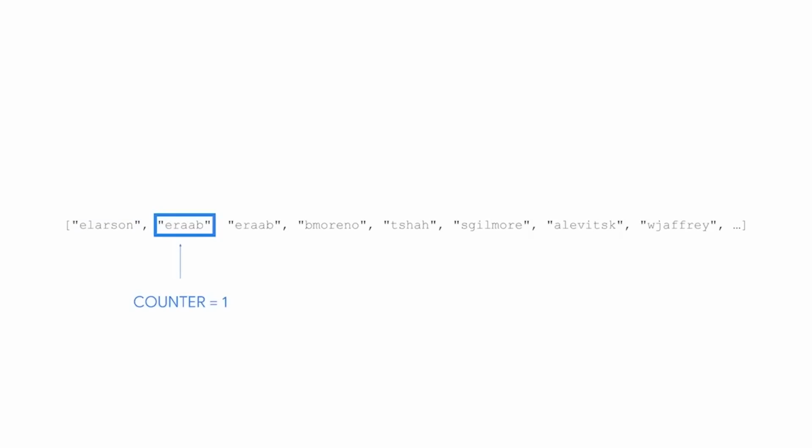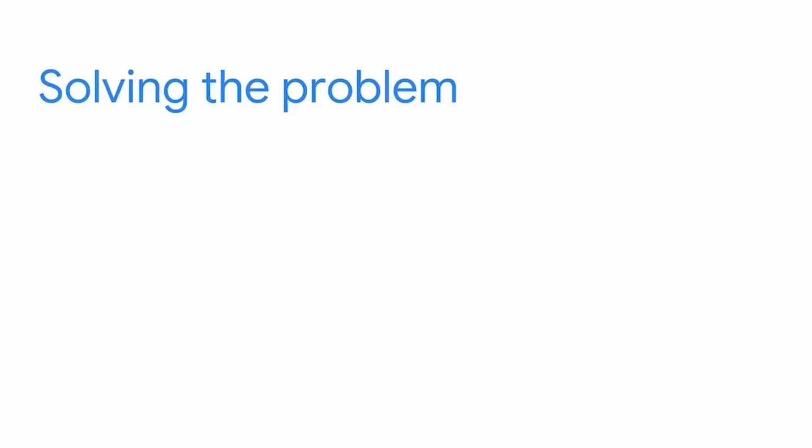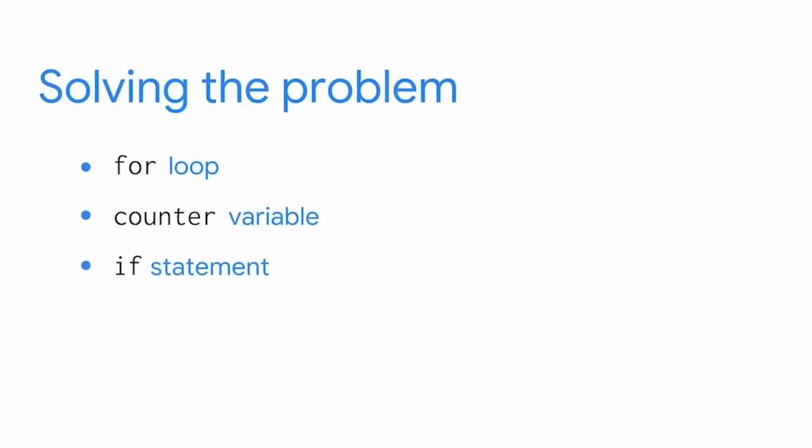We encounter our first occurrence of ERAAB. At this point, the counter increases by 1. As we move to the next element, we find another occurrence of ERAAB. So we increase our counter by 1 again. That means that our counter is now at 2. We will continue this process for the rest of the list. Now that we know the solution, let's talk about how to implement it in Python. Solving the problem in Python will involve a for loop, a counter variable, and an if statement.